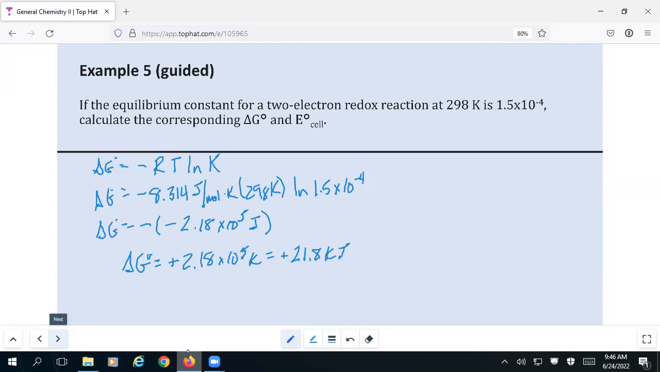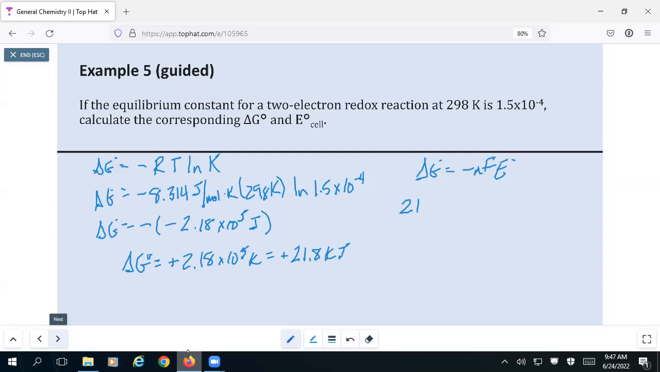Now for E cell, we could go a number of different ways. We could use that same equation, E is equal to negative RT over nF times the natural log of K, and get our E value that way. We could also use this value of delta G. Delta G is equal to negative nFE.